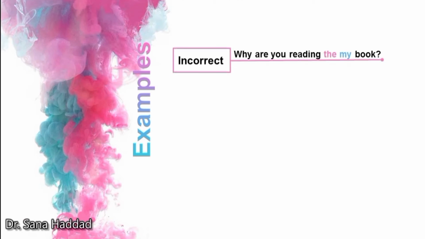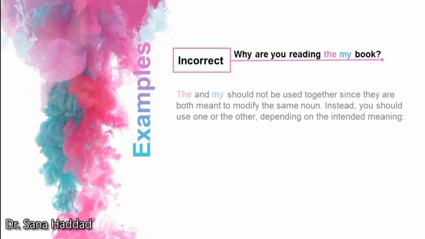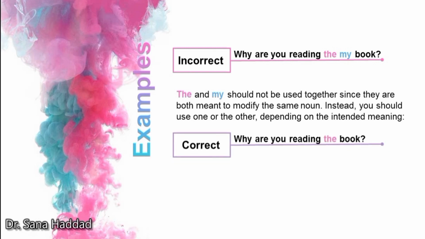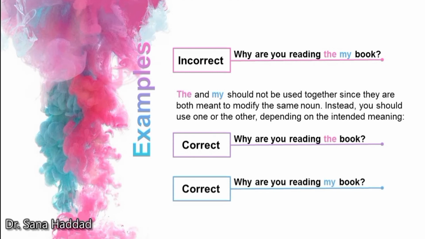Look at the following examples. It's incorrect to say, "Why are you reading the my book?" The and my should not be used together since they are both meant to modify the same noun. Instead, you should use one or the other, depending on the intended meaning. It's correct to say, "Why are you reading the book?" or "Why are you reading my book?"